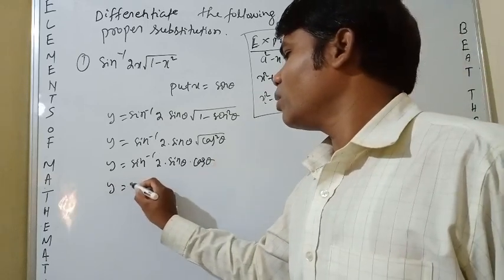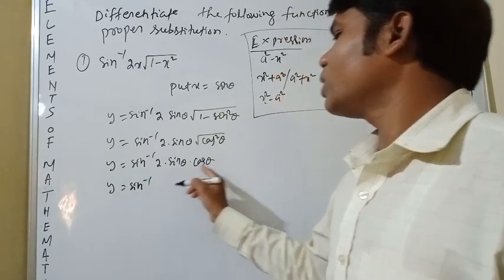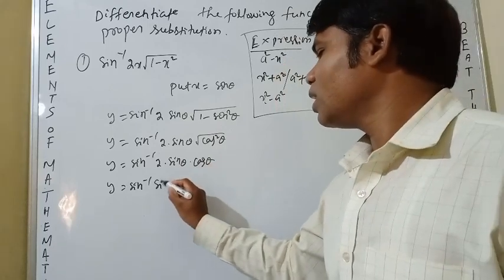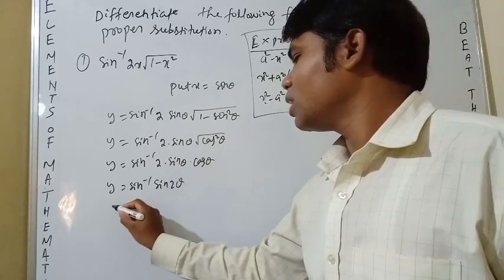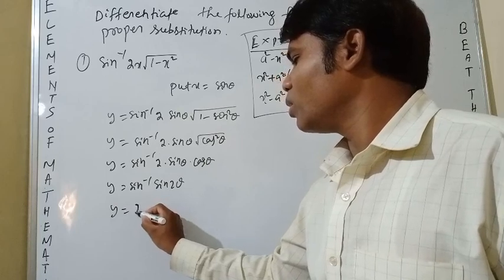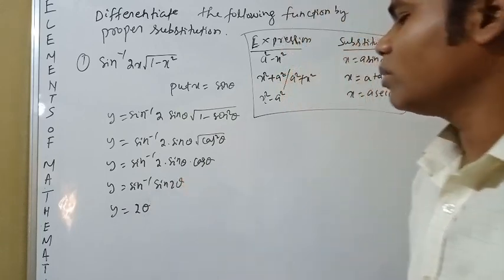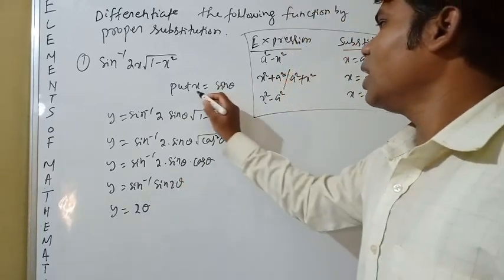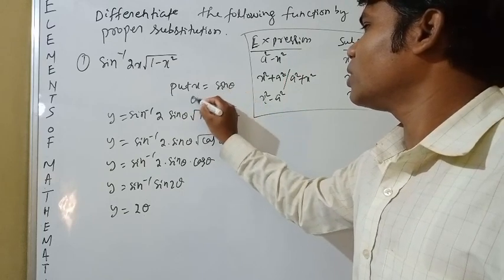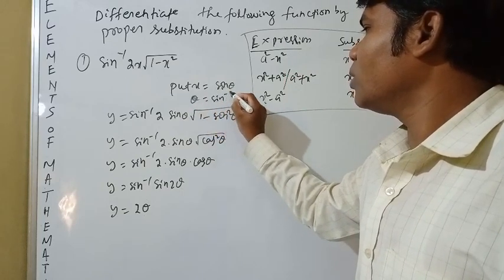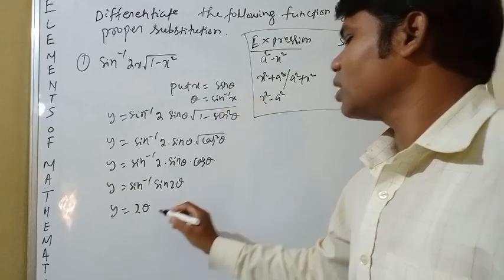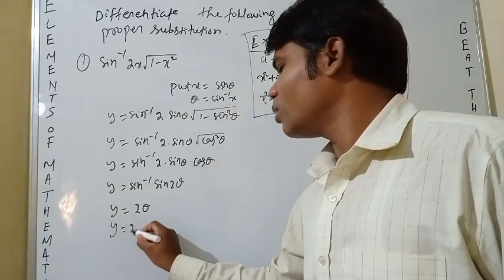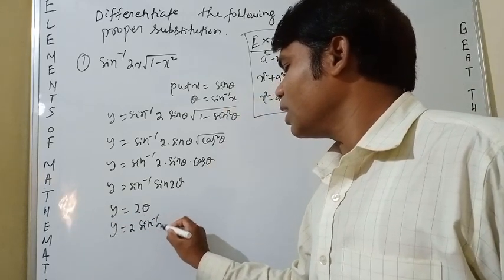Y is equal to sin inverse 2 sin theta into cos theta, that is sin 2 theta. Y is equal to sin inverse sin 2 theta. Sin inverse sin will cancel out, so y is equal to 2 theta. You see, x is equal to sin theta. Theta is equal to how much? Theta is equal to sin inverse x. So we have to write y is equal to 2 sin inverse x.